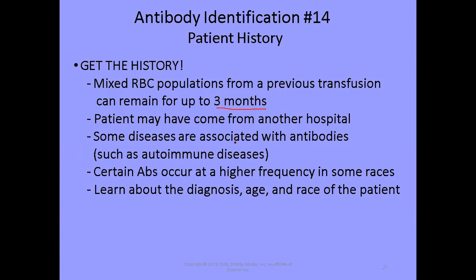Some diseases that individuals have are associated with antibodies, namely autoimmune diseases, making antibodies directed against self. We know from our last unit, lecture 9, that certain antibodies occur at a higher frequency in some races. And so the example here, I'm going to test you guys. I wish I could see your answers. Let's say we determine that somebody has an anti-big U. Remember that one? We know that U is a high frequency antigen. And so when someone lacks the U antigen and makes an antibody against it, we know it's associated with blacks, okay, because other races and ethnic backgrounds, it's like 99.9% positive, so knowing someone's race can play in, okay? So learning about diagnosis, age, and race of the patient can be helpful in figuring out what is going on.